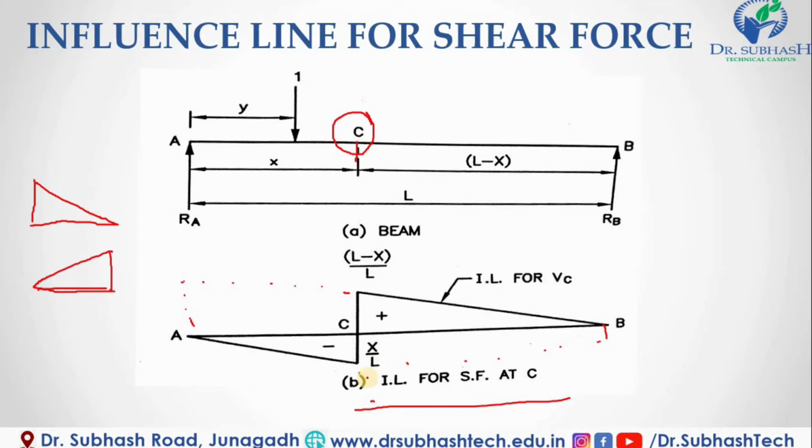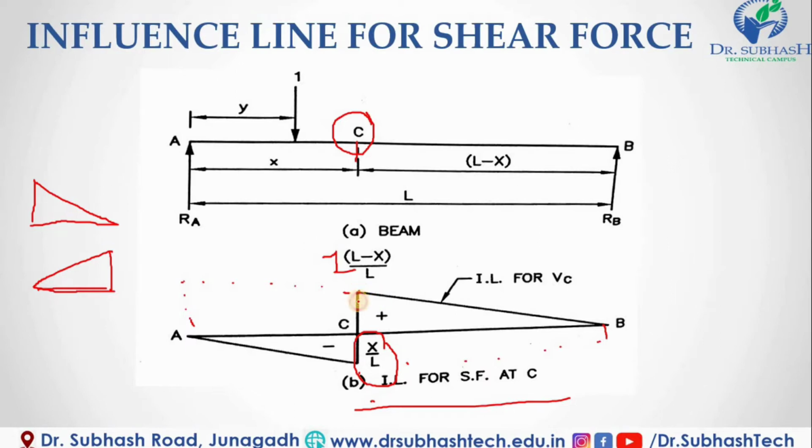So we all know that the equation of RB is Y by L. Instead of Y, the distance of our section should be X. So on the left-hand side it should be L minus X. In the same way, the value of RB is X by L. The 1 you have to neglect. Again, 1 into (L minus X) upon L is the value of RA.